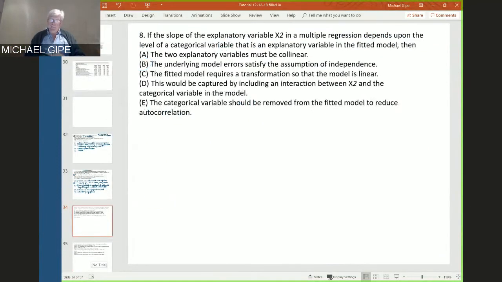Okay, how about question 8? If the slope of the explanatory variable x2 in a multiple regression depends upon the level of a categorical variable that is an explanatory variable in the fitted model, then what happens? So we're looking at the slope and figuring out whether it is dependent upon which level of categorical we have. And this tells me this is an interaction.